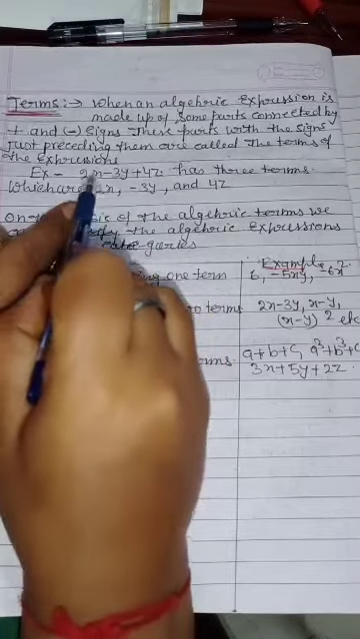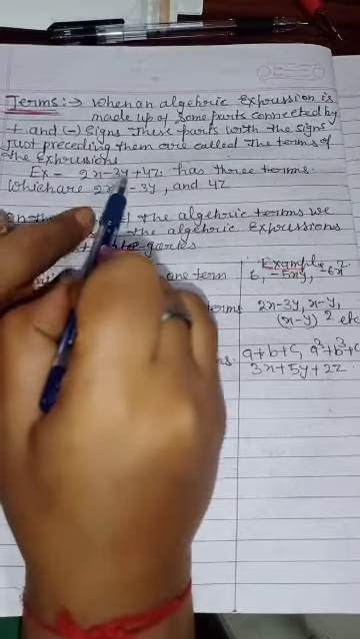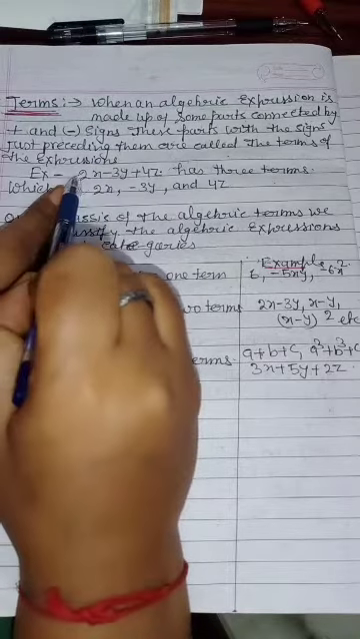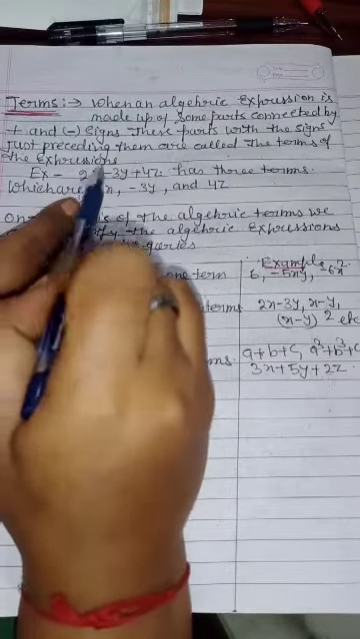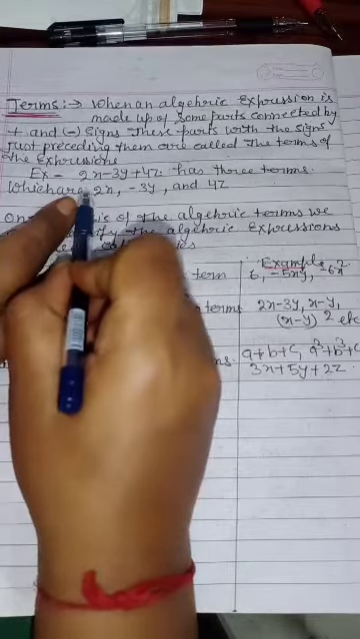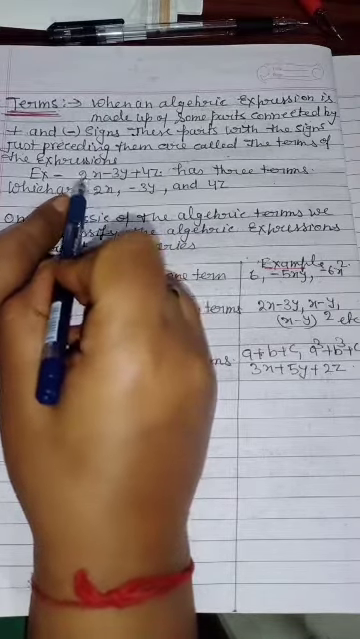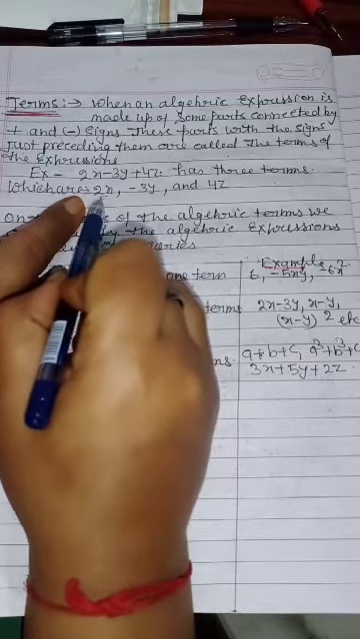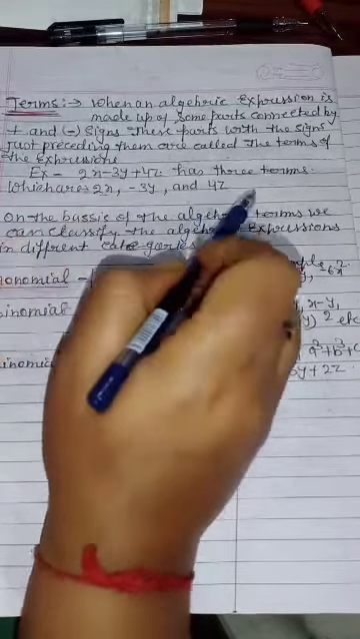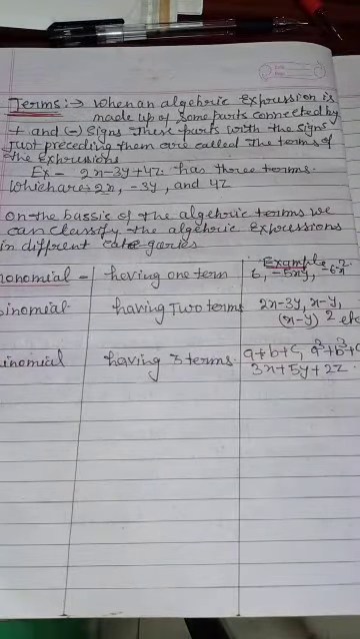The first term is 2x. For the second term, you take the sign in front of it along with it. Plus generally we do not write, though somewhere we do write it, depending on the situation. So 2x complete is one term. The second term is minus 3y. The third term is 4z.